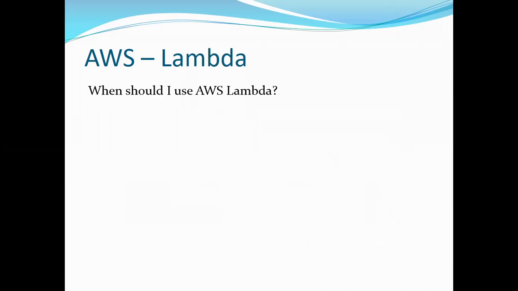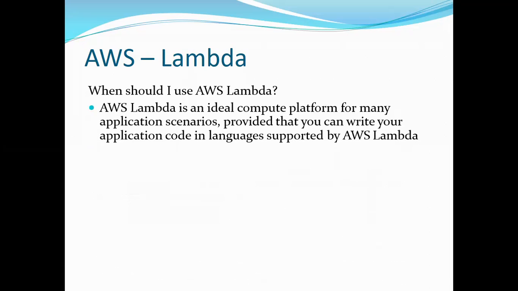When should I use AWS Lambda? AWS Lambda is an ideal compute platform for many application scenarios, provided that you can write your application code in languages supported by AWS Lambda. Okay, so you have your application on premises and you are migrating it from on premises to AWS cloud services. At that point, as a solution architect, you need to decide whether to go with an EC2 instance where you can deploy all your code, Java code or .NET code or whatever, or else use the Lambda service. So basically, what are the Lambda features, and is that sufficient for your code to run?